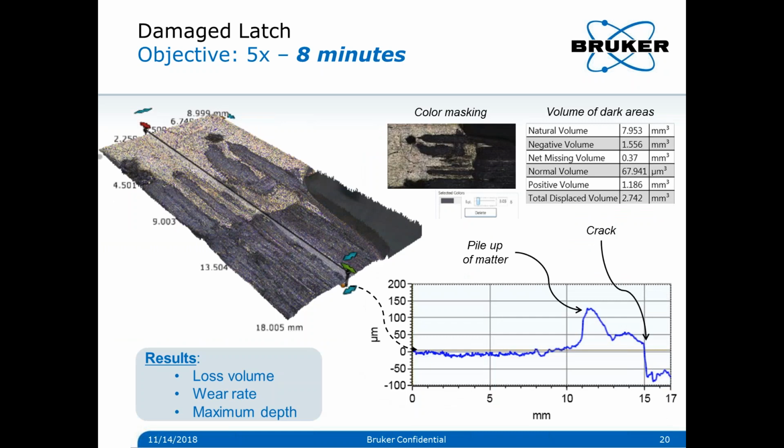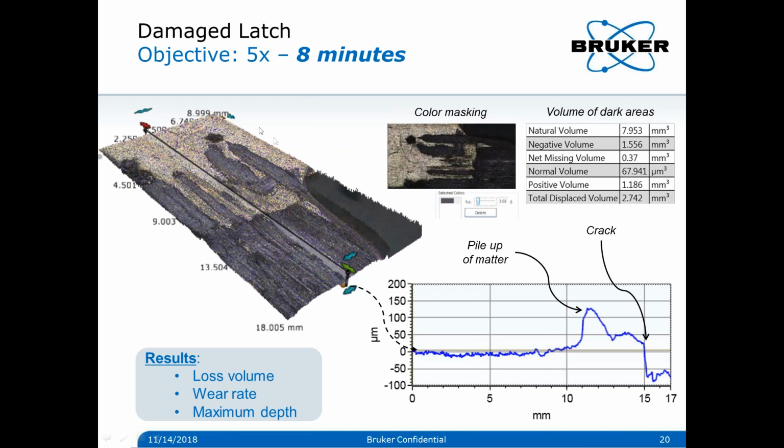The second example is a more heavily damaged latch, and this is quite a large area of 9 millimeters by 18 millimeters with a scan range around 0.5 millimeters. Again, the speed of focus variation allows us to do the measurement in 8 minutes, which is fully acceptable, especially if you have tens of samples with different conditions to measure.